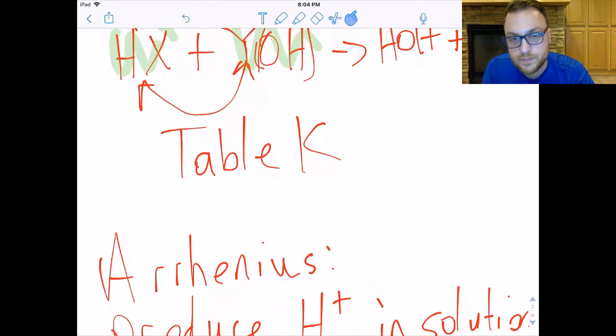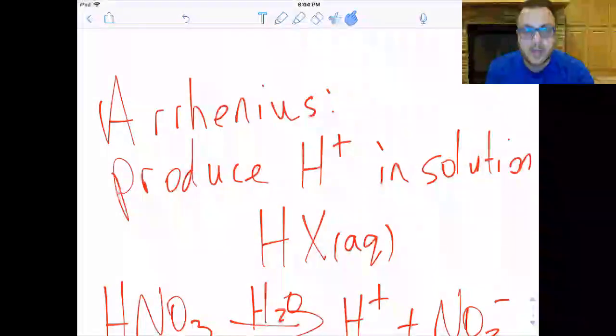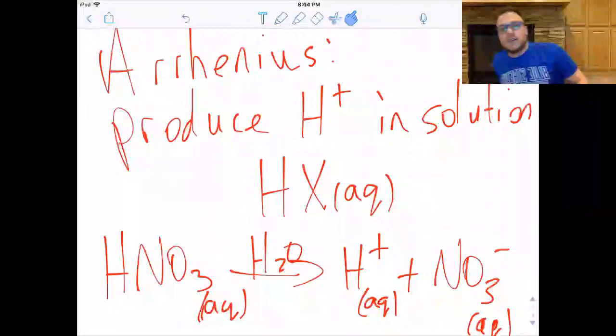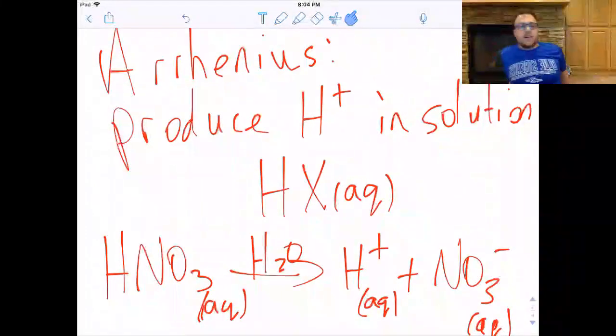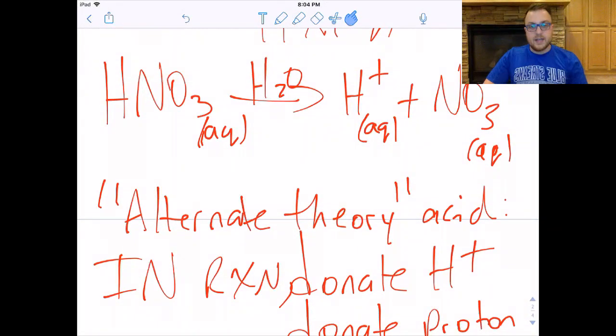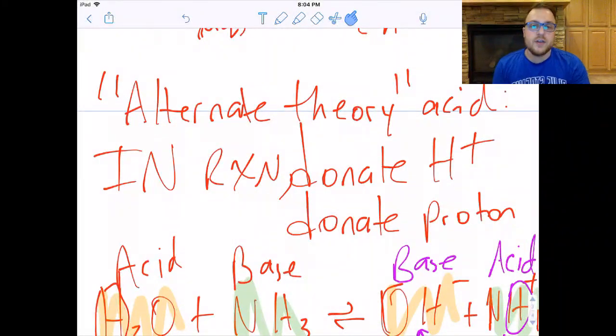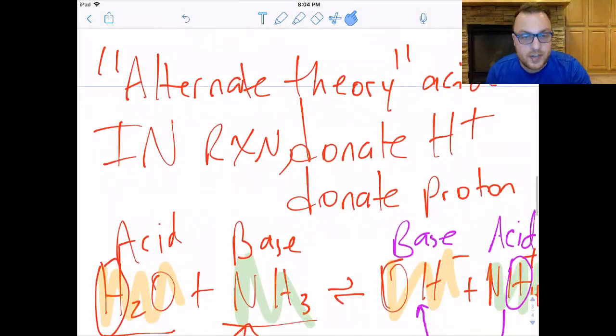Table K is where you'll find all the acids. All the acids on Table K are pretty much Arrhenius acids, and he defined acids as producing H+ ions in solution. That's what it looks like with nitric acid when it dissolves in water. The alternate theory of an acid is that in a reaction, it donates an H, or donates a proton.